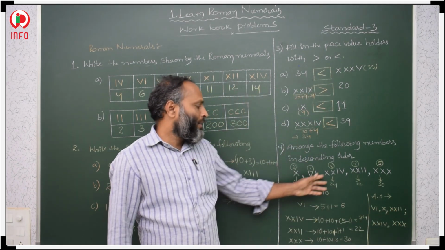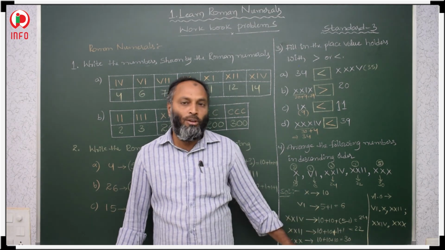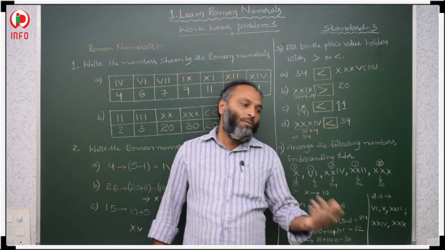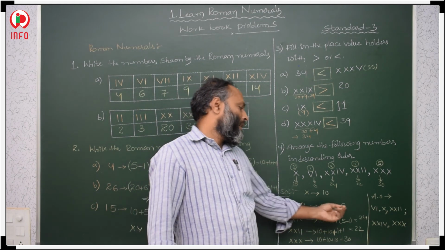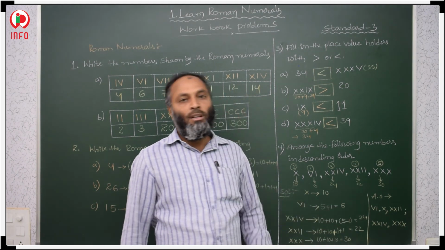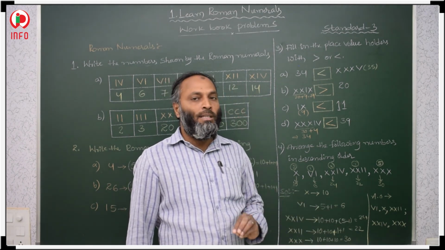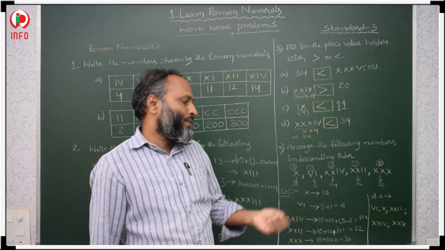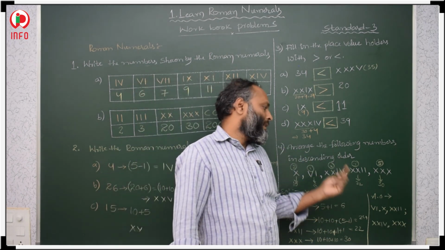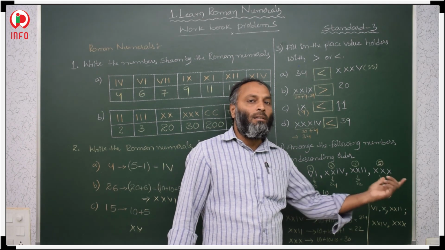When Roman numerals are given, first you have to convert these Roman numerals according to the rules. So what number will come in the Hindu-Arabic system? First you have to convert them into Hindu-Arabic numerals. Then after that you have to decide which number is the least and which number is the greatest. According to that you arrange in ascending order: first, second, third, fourth.